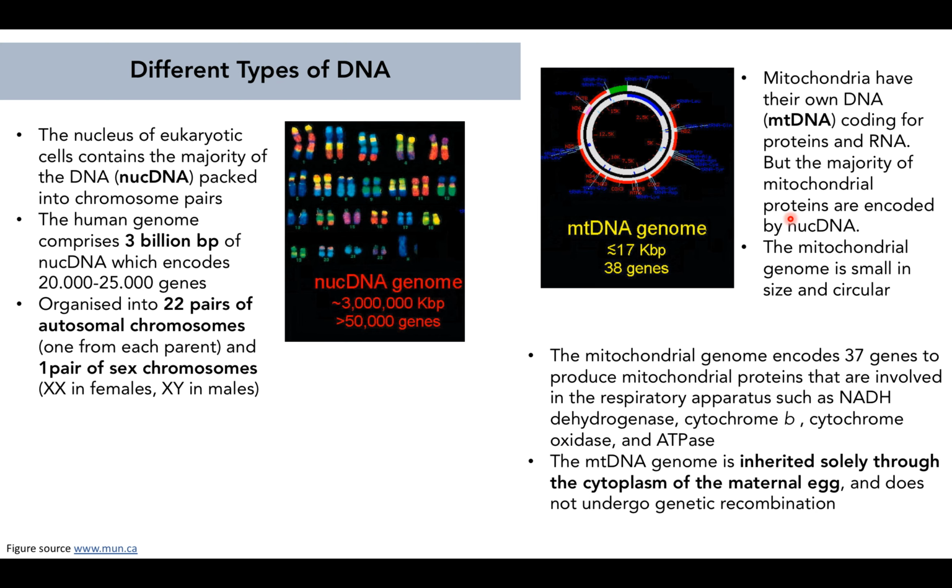So only 37 genes. Another key difference is that in nuclear DNA, the genome is inherited from both parents, so that's why they are in pairs. One of them is maternally inherited and the second one is paternally inherited. Whereas in mitochondrial DNA, we inherit solely from the maternal egg, so there's no involvement of the paternal side here.